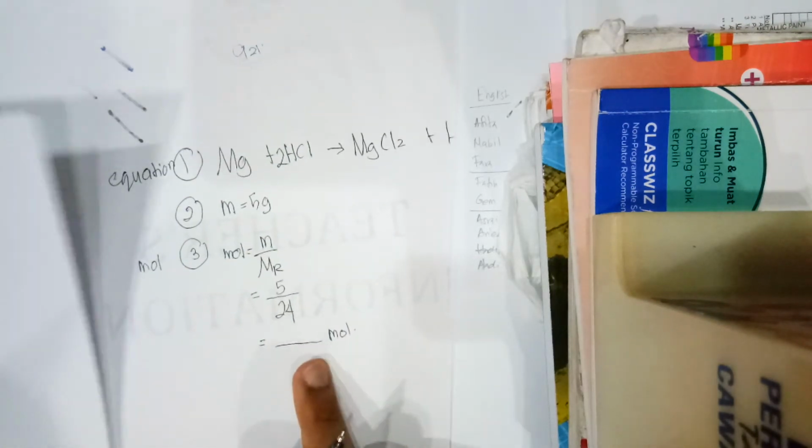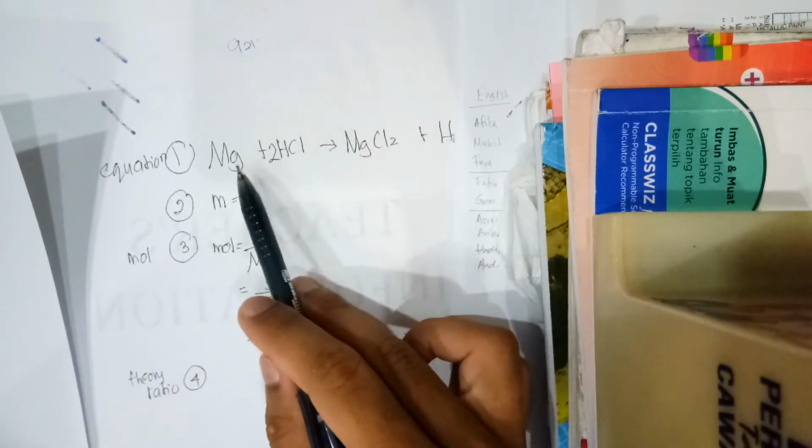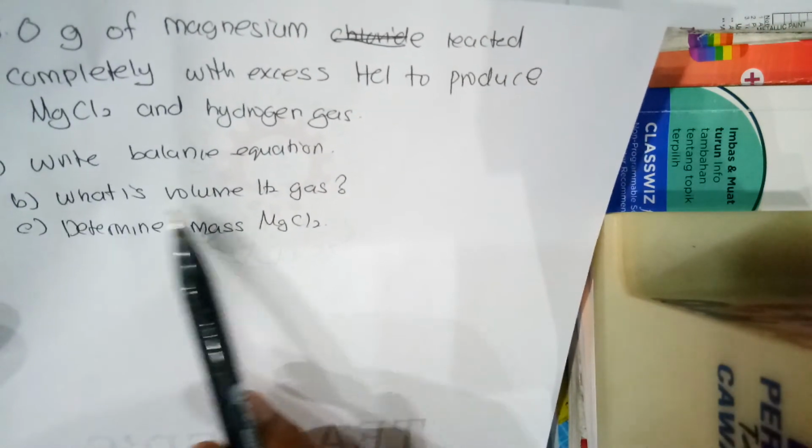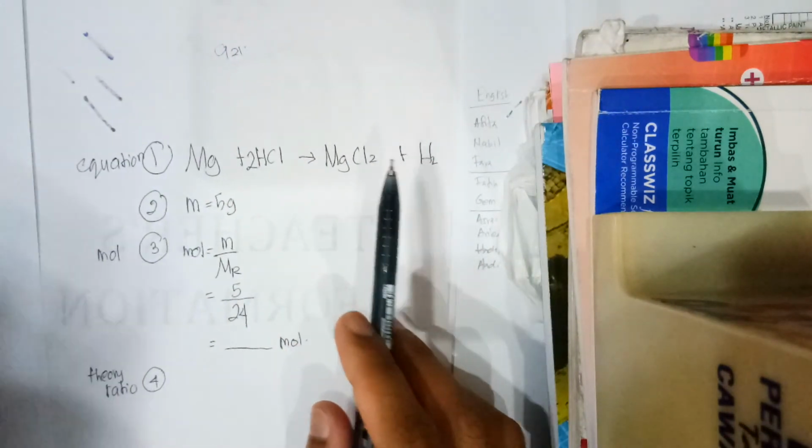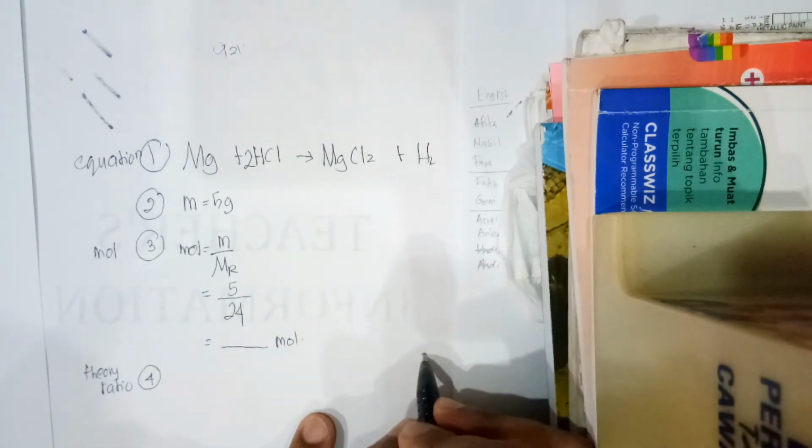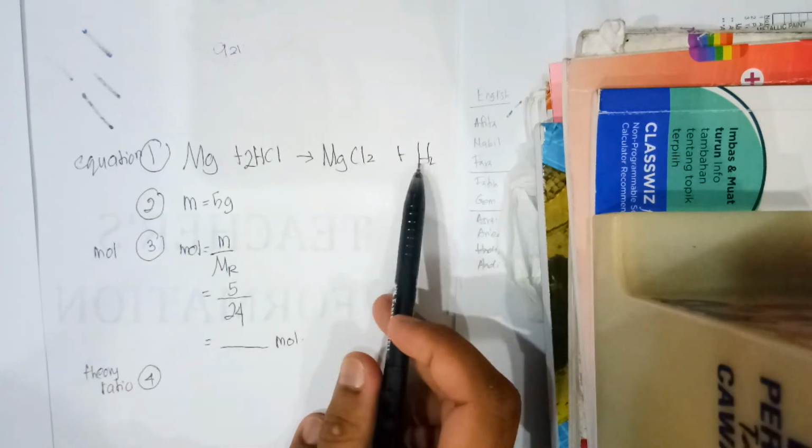Now once you get the mole here, you need to proceed with the fourth step, which is the ratio, or what we call the theory ratio. So how do you get your theory ratio? Based on the equation here. What ratio should you take? Refer back to the question. What information do they want to know? They want to know the volume of gas. So here you should take the ratio of the hydrogen gas, which from the equation here, the ratio is 1, from the number in front here.